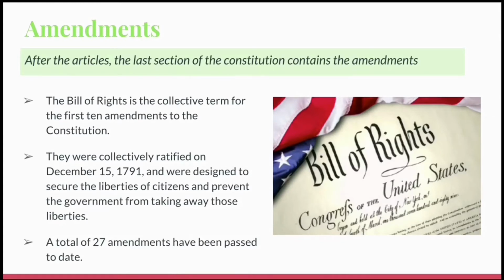The last section of the Constitution contains the amendments. The Bill of Rights is the collective term for the first 10 of these amendments to the Constitution. They were collectively ratified on December 15, 1791, and were designed to secure the liberties of citizens and prevent the government from taking away those liberties. So they were added on right away. The other amendments that have been added add up to a total of 27.